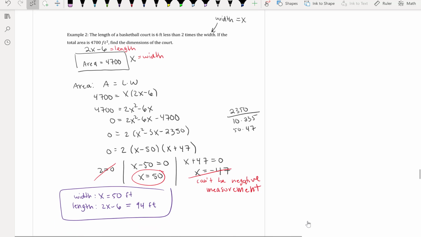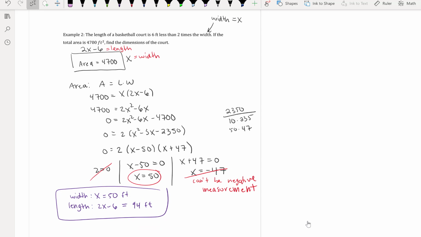For the second example, I had the length of a basketball court, and so I drew it out to help myself out, and then I factored, and so I got my width to be 50 feet, and I got my length to be 94 feet.